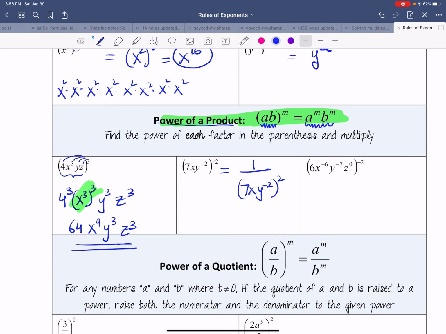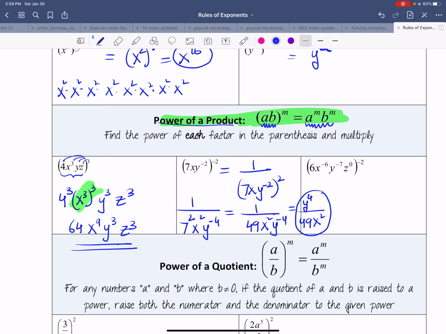I'm going to bring everything to the denominator and make the outer exponent positive. Now every single base inside is going to get the outer exponent. So it turns out to be 1 over 49 x to the second power y to the negative 4 power. Again, the negative exponent in the denominator, I can take to the numerator and make it positive. So y to the fourth power divided by 49x squared is what this turns out to be in the simplified form with no negative exponents.